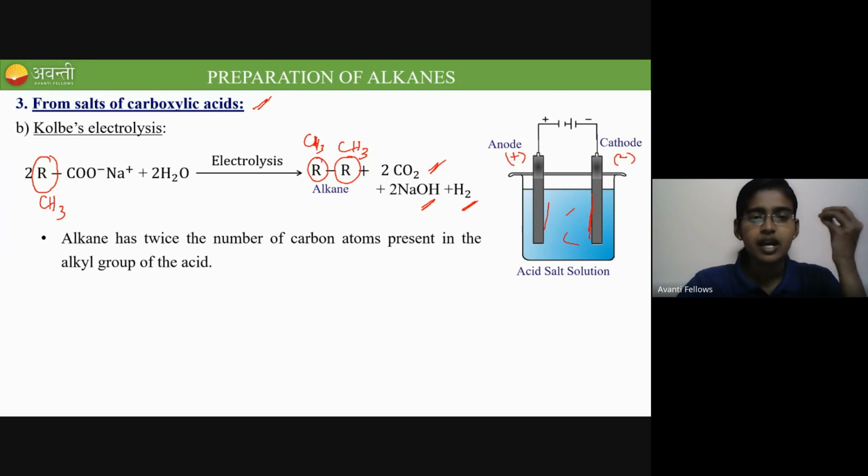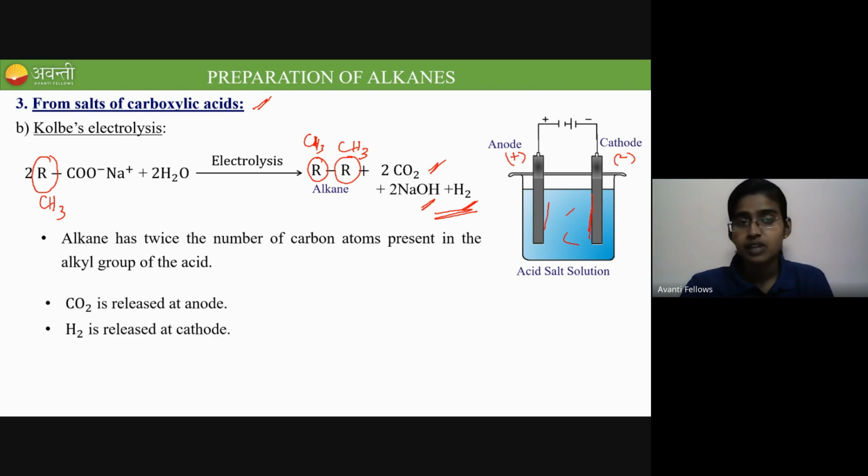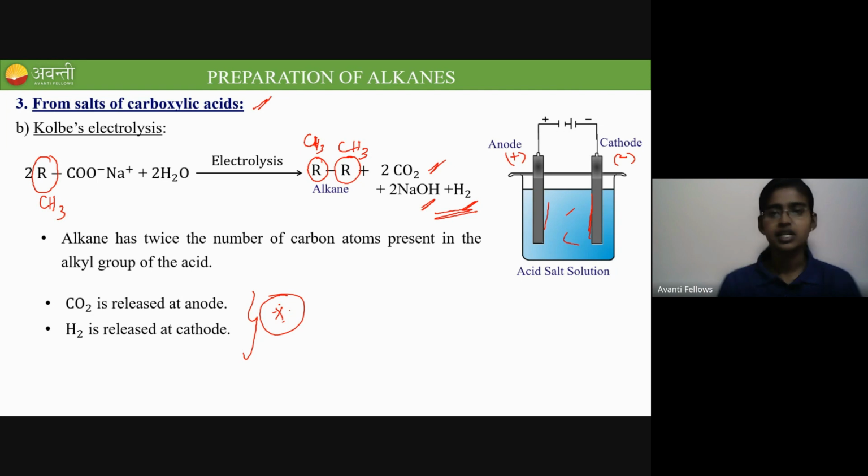And carbon dioxide, sodium hydroxide and hydrogen are all coming out, no? Among these three, carbon dioxide and hydrogen are gases. So carbon dioxide is released at the anode and hydrogen is released at the cathode. These are also very important points. You have to keep a note of it. They will give you four options and ask you to find out the compound that is released at the anode or the compound that is released at the cathode. So you should be able to answer. Carbon dioxide at the anode and hydrogen at the cathode.